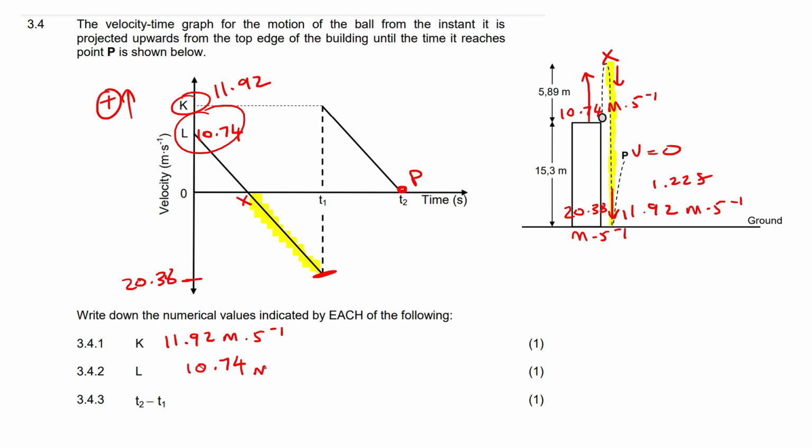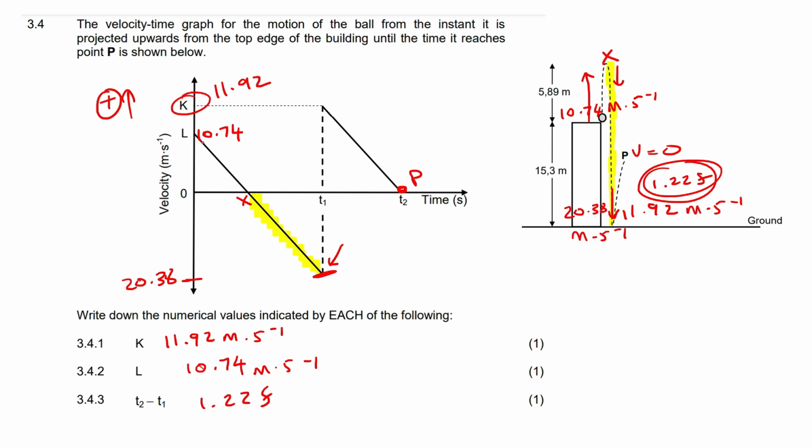10.74 meters per second. And then what is time 2 minus time 1? So what is the time from when it hits the ground until it reaches point P again? Well, we calculated that. That was the 1.22 seconds. And so we can just say 1.22 seconds. So I don't want you to look at these graphs and be like, oh, look, the ball's going downwards over here. That's not what this graph means.